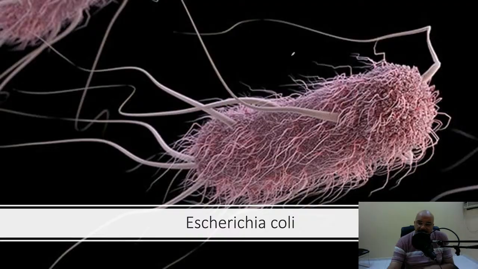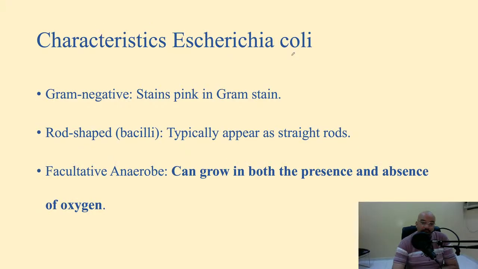Escherichia coli. Who can still remember what other bacteria we discussed? Staphylococcus epidermidis, Corynebacterium, Staphylococcus aureus, Pseudomonas aeruginosa, and number 5, Escherichia coli, our E. coli. E. coli is again gram-negative, so we're talking about pink color. It's a bacilli, typically appearing as straight rods, and it's facultative, so it can survive with or without oxygen.